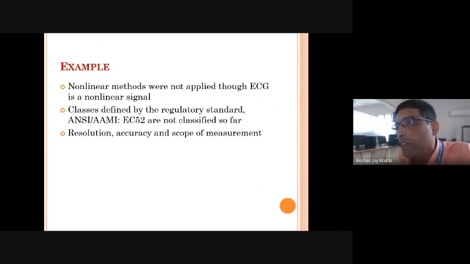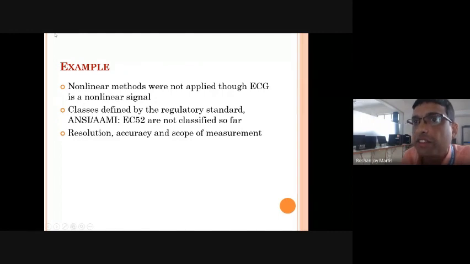Another gap is that people have classified electrocardiogram but they have not followed the regulatory standard, which is ANSI AAMI EC57. Okay, AAMI is the Association for the Advancement of Medical Instrumentation. This standard is called that. Then every paper has a different resolution, different accuracy, etc. So from this, this is a problem. Application of non-linear methods for ECG. This itself is a problem.